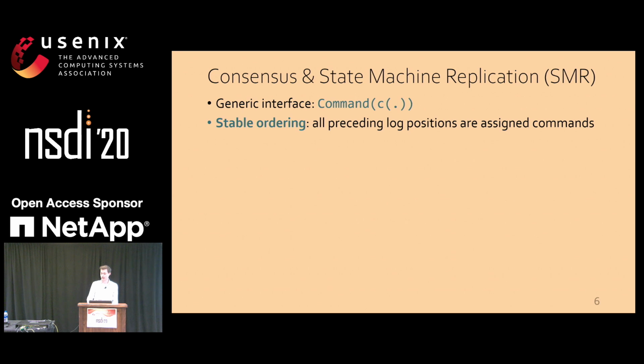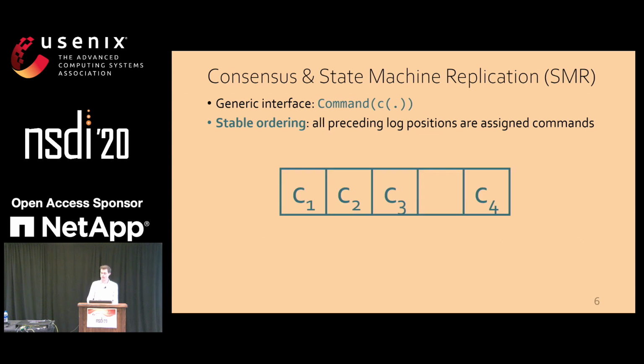State machine replication provides a generic interface for clients to request the execution of commands, which are arbitrary deterministic computations on the state of the state machine. Consensus protocols are used to determine a stable order of commands. For example, a stable order is usually materialized in a log, where replicas agree on the log positions of each command. A command is stable once all of its preceding log positions contain commands, and replicas apply all stable commands in the same order. For example, C1, C2, and C3 are executed in order once they become stable. C4, on the other hand, cannot be executed until a command is ordered in the log position that precedes it.